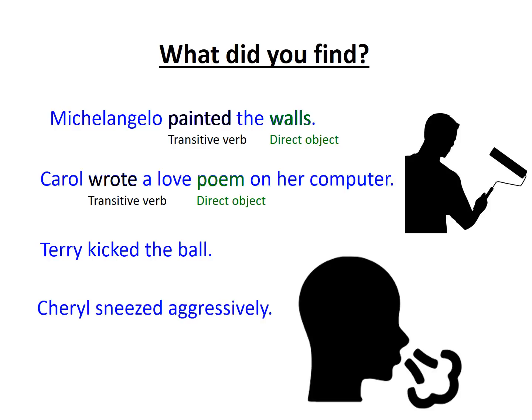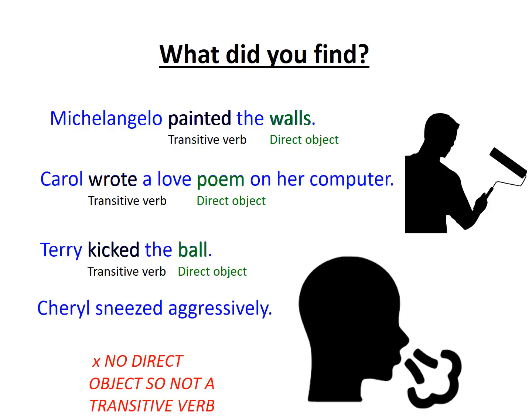Terry kicked the ball. Kicked is obviously an action verb, but the direct object is the ball. And finally, Cheryl sneezed aggressively. Now in this sentence, there is no information of the direct object affected by Cheryl sneezing. So unfortunately, the verb sneezed cannot be a transitive verb in this sentence.